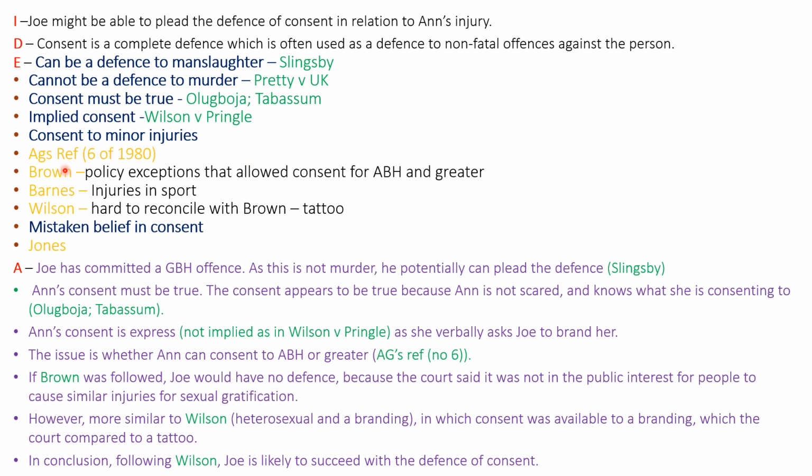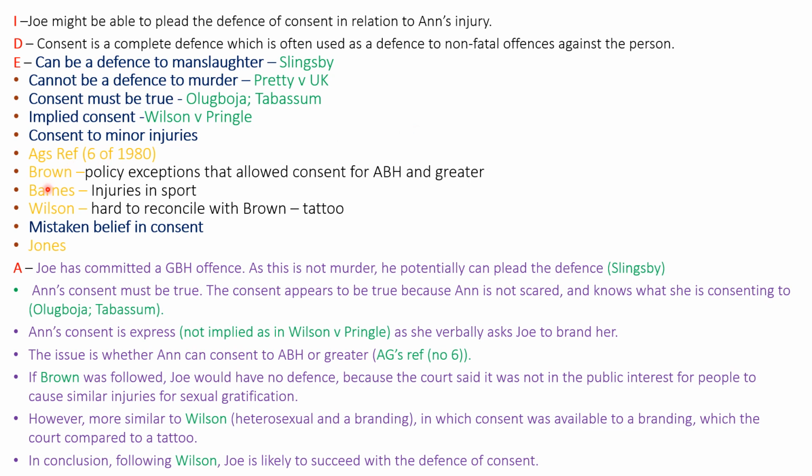And that was something that was reiterated, of course, in the case of Brown, which I'm sure you remember involved a group of homosexuals who were taking part in sadomasochistic activities. They were not able to rely on the defence of consent. That was a House of Lords decision, again, that was using public policy as its rationale there.